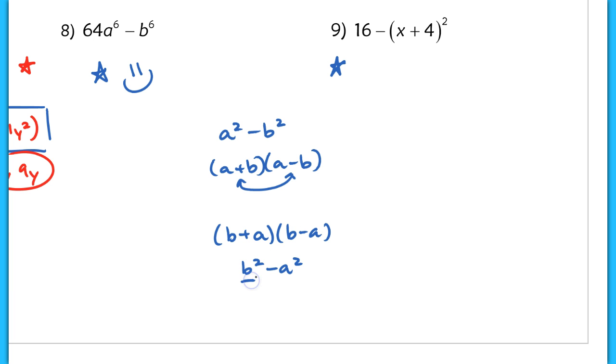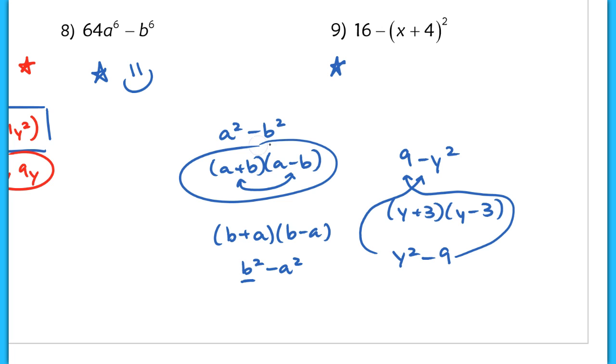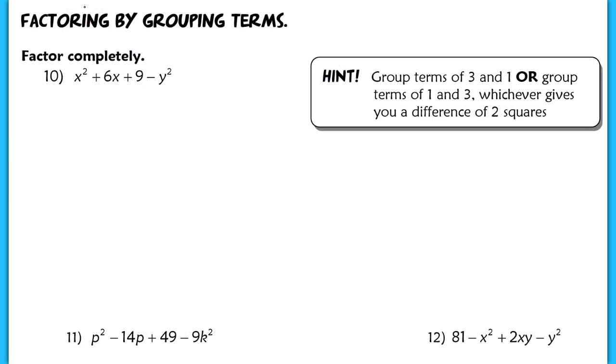Notice that your term here is positive when originally it was negative, and here your term is negative when it should be positive. So something like 9 minus y squared cannot be written as y plus 3 and y minus 3. This gives me y squared minus 9, which is clearly a different sign than the original expression that I'm trying to factor. So be careful that you're not switching your terms and you're really following this correct pattern here.